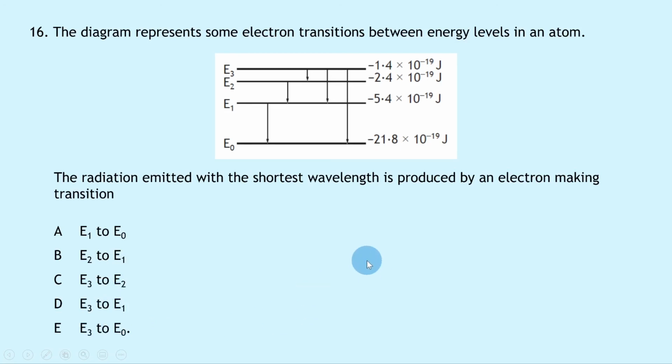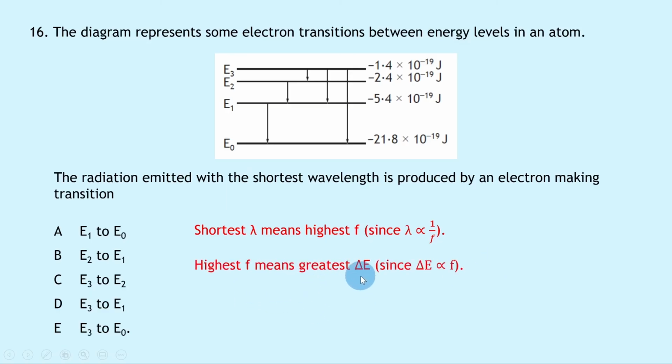Well, firstly, we need to think about the relationship between wavelength and frequency. So remember, shortest wavelength means the highest frequency because the two are inversely proportional. Lambda is proportional to 1 over f, which just means the bigger one is, the smaller the other one is. And remember, highest frequency means the greatest change in energy, since delta E is proportional to f. From the equation delta E equals hf, or E2 minus E1 equals hf from your relationship sheet, these two are directly proportional, which just means the bigger one is, the bigger the other one is. So I'm looking for the greatest energy difference here, which has got to be this one, going from E3 to E0. So my answer is E.